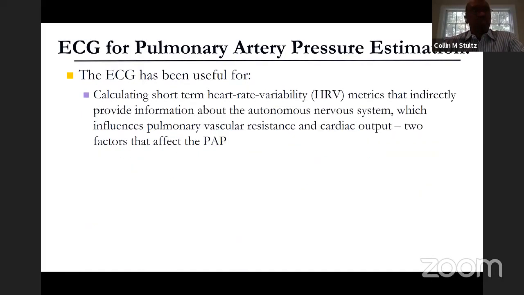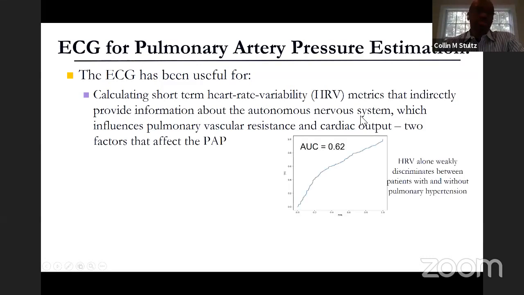So the ECG would be useful because it doesn't require this expertise. It's a non-invasive procedure. And we think it has some promise here because the ECG has been useful for calculating other types of metrics that indirectly provide information about what we call the autonomic nervous system, parasympathetic and sympathetic system, which influences the PA pressures.